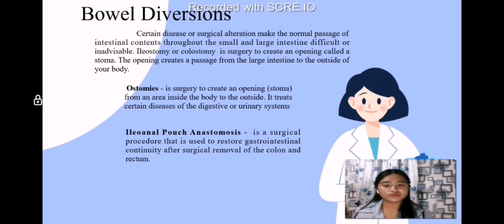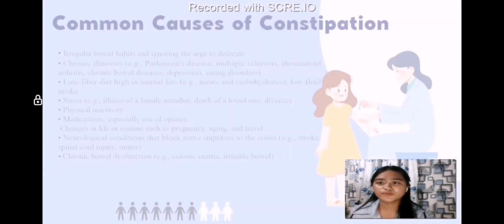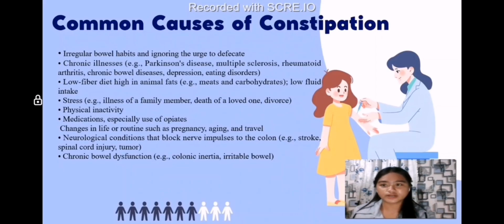Ileoanal pouch anastomosis is a surgical procedure that is used to restore gastrointestinal continuity after surgical removal of the colon and rectum. Now let us move on to common causes of constipation.